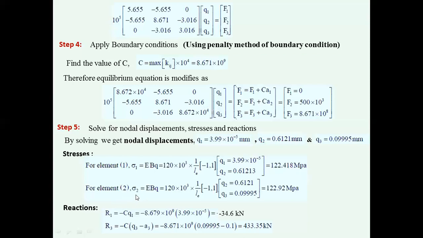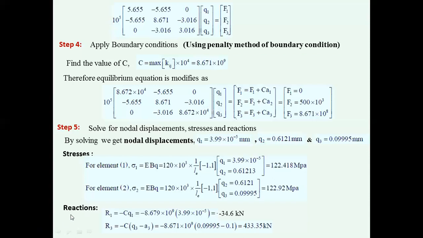Similarly, for element 2, sigma 2 equals EBQ. So E remains the same, 120 into 10 to the power of 3, into B, which is 1 by LE times minus 1, 1, and Q for element 2 is Q2, Q3. So expand this, and we'll get 122.92 MPa.